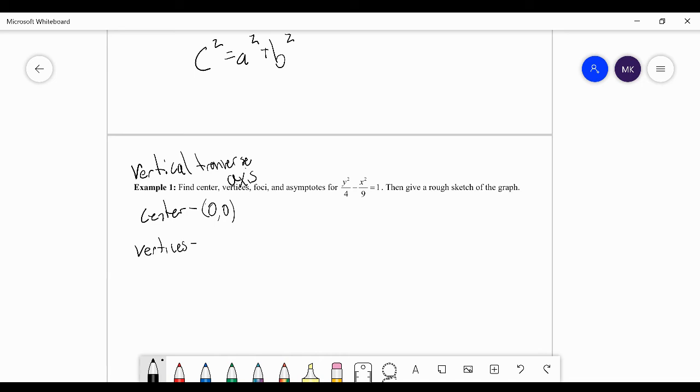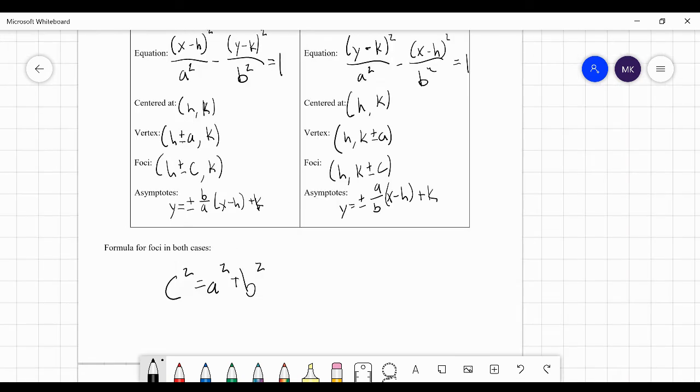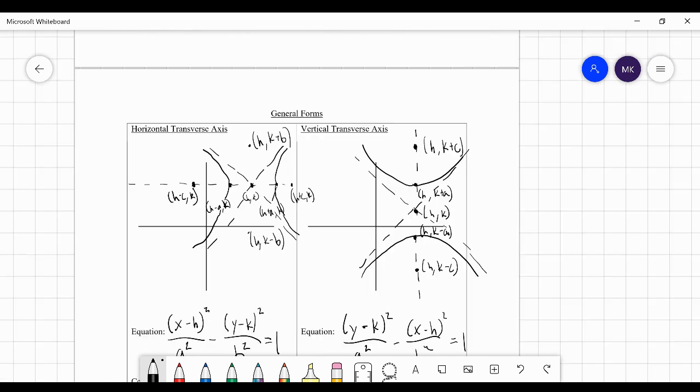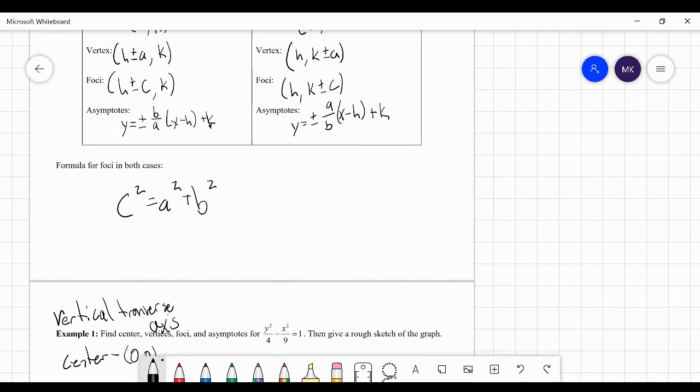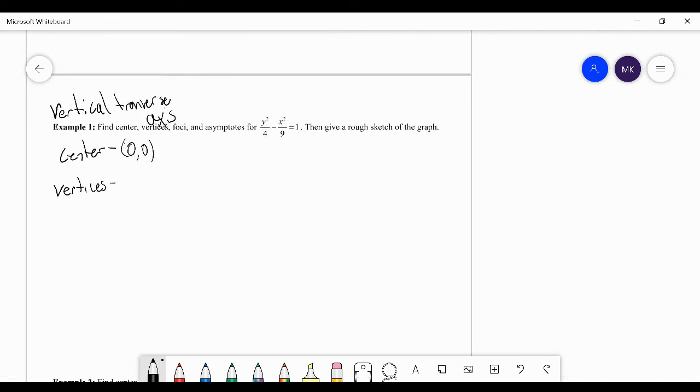So our vertices of this are very simply going to be, well, we can go up here because it's even easier, 0, comma, plus or minus a. So my a value comes from here, and we get that a is equal to 2, and b equals 3. So our vertices are going to be at 0, plus or minus 2. That's pretty easy.